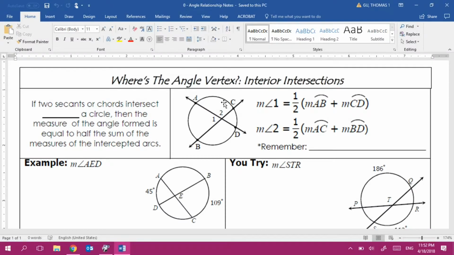Alright guys and gals, it is I, Coach Gu, back again with another fun-filled, action-packed flip geometry classroom video. This one, we'll be learning all about angle relationships. Angle relationships in the circle. So, let's start with the first section.